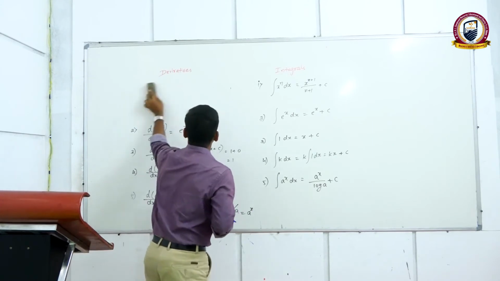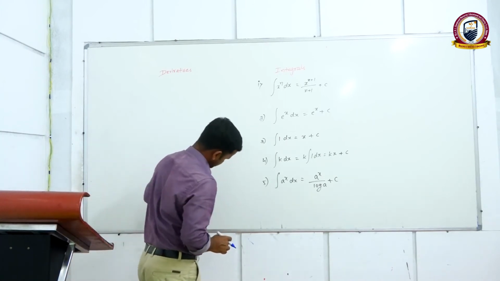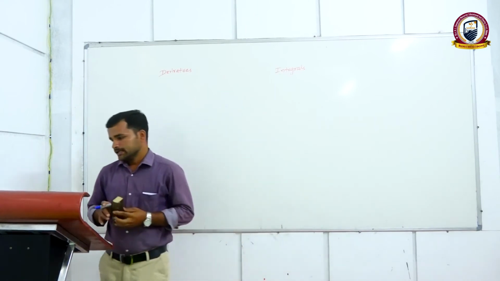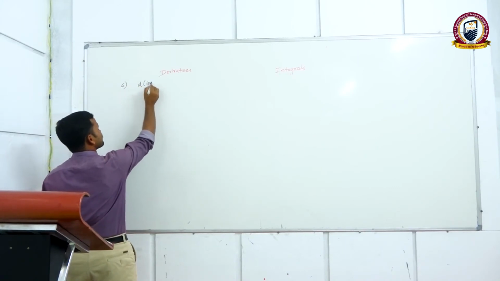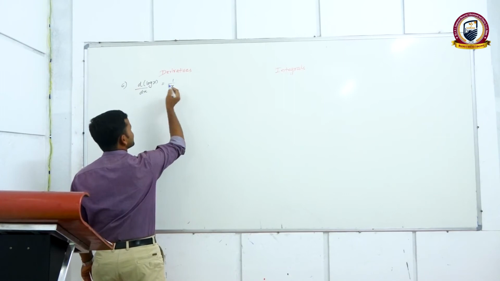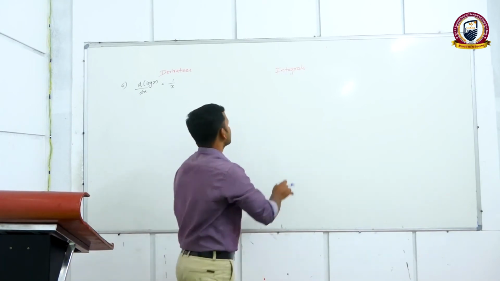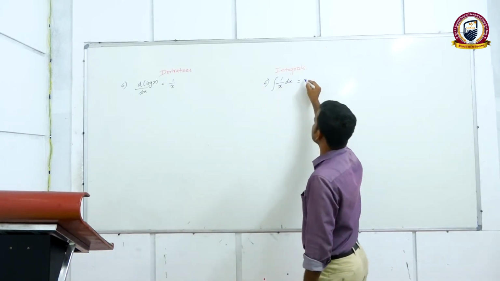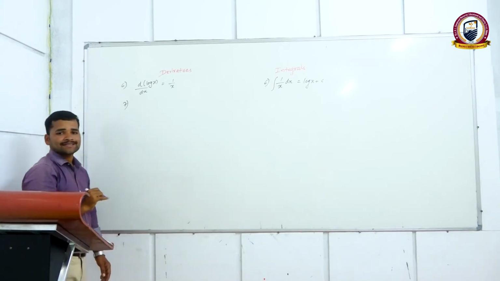Next, formula, sixth one. What is the differentiation of log x with respect to x? Differentiation of log x with respect to x is 1 by x. That's all. What I told you is that integration is just the inverse process of differentiation. So suppose I have integration of 1 by x with respect to x. We will write this as log x plus c. Finished.